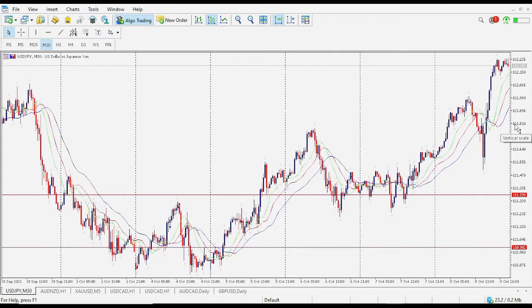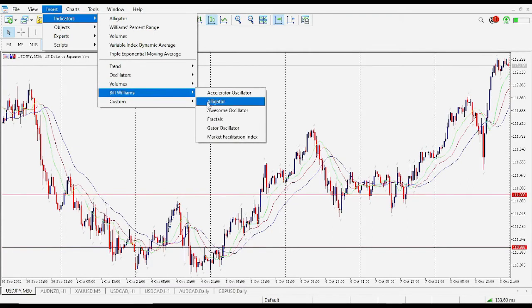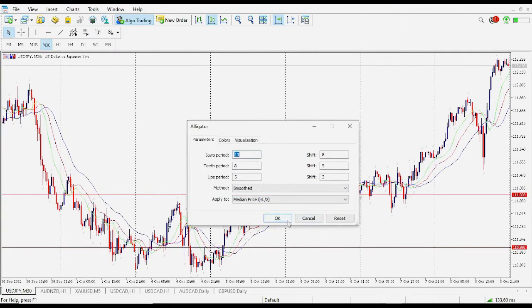Now, with the strategy for the alligator indicator, you first of all find the indicator here and go to insert indicators. You go to Bill Williams and you go to alligator, and the normal settings is fine. That's what we use, so you click on OK.